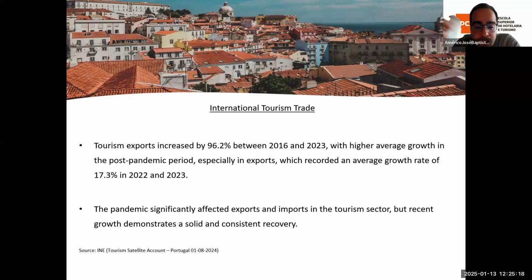Okay, this study is concerned about international tourism trade. The pandemic significantly affected exports and imports in the tourism sector, but recent growth demonstrates a solid and consistent recovery, like I said before. Tourism exports increased by 96% between 2016 and 2023, with higher average growth in the post-pandemic period, especially in exports, which recorded an average growth rate of 17% in 2022 and 2023.